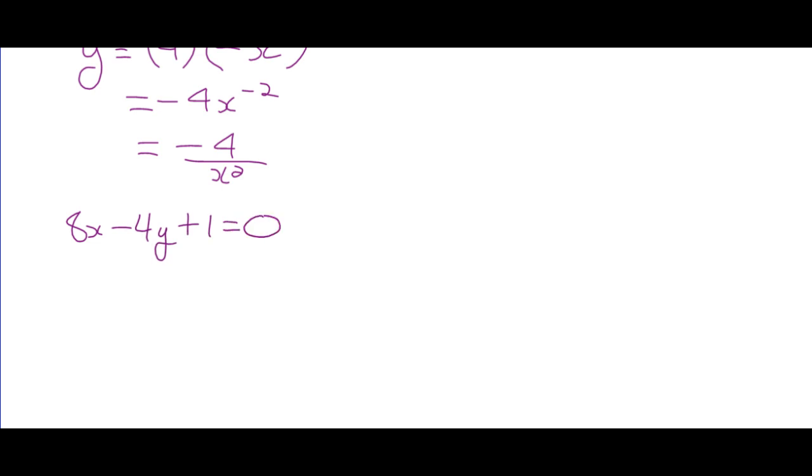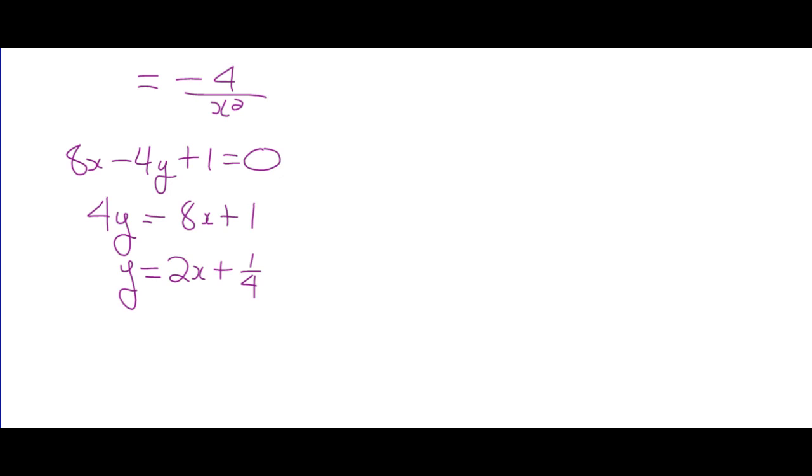Is that right? 8x, yeah, okay, good. So what do we want to do with this? Put it into y equals, right? So what's it going to be? 4y is equal to 8x plus 1. So y equals 2x plus 1/4, right? And I really don't care about the 1/4, but for the sake of making it look nice. So the slope of the line is 2.